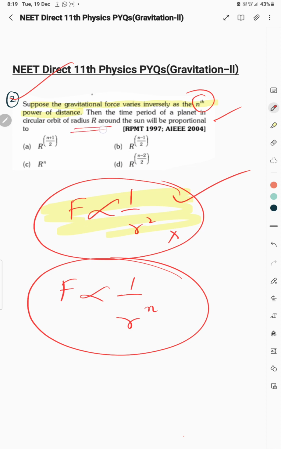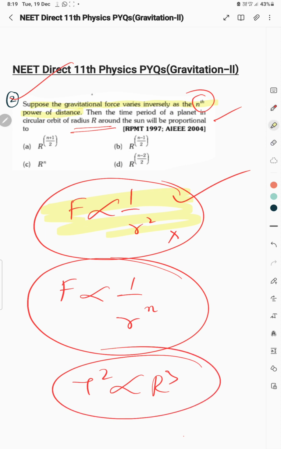Then if the planet is moving around Sun in a radius r, the time period will be proportional to, that is, we have to modify this formula, because this formula was developed because of this inverse square law. Now inverse square law has been abolished, so this will also change. So what will it become? This is what we are supposed to find out.